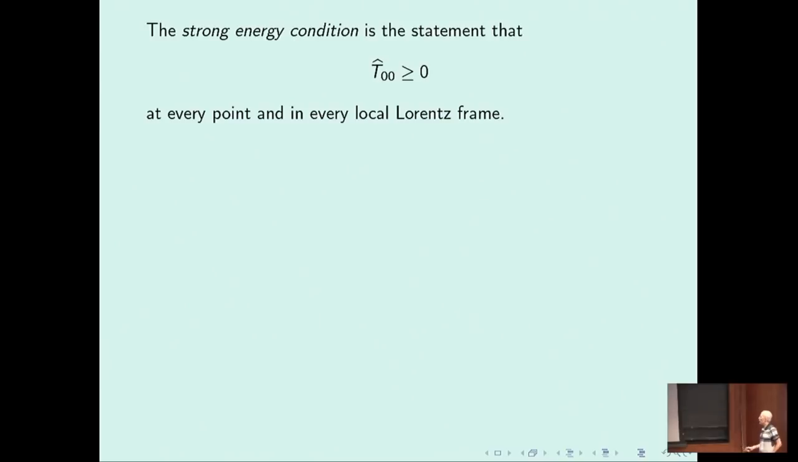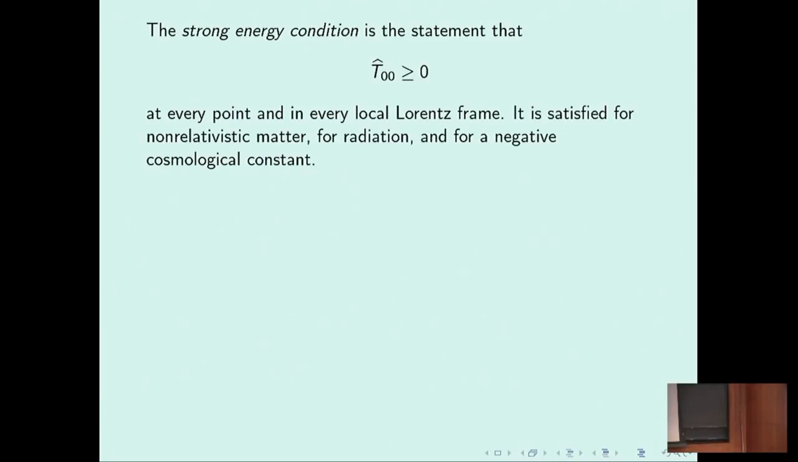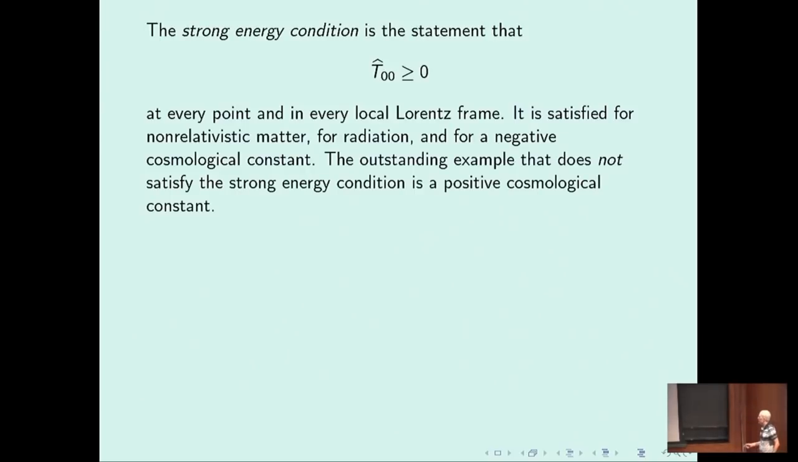Now, what's called the strong energy condition is the statement that T00 hat is non-negative at every point and in every local Lorentz frame. So it's satisfied for non-relativistic matter, for radiation, and for a negative cosmological constant. The outstanding example that doesn't satisfy it is a positive cosmological constant. And so, for example, the present universe is believed to not satisfy the strong energy condition because of the cosmological constant.